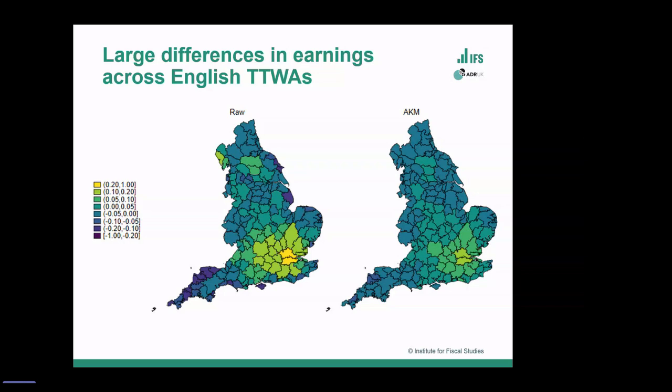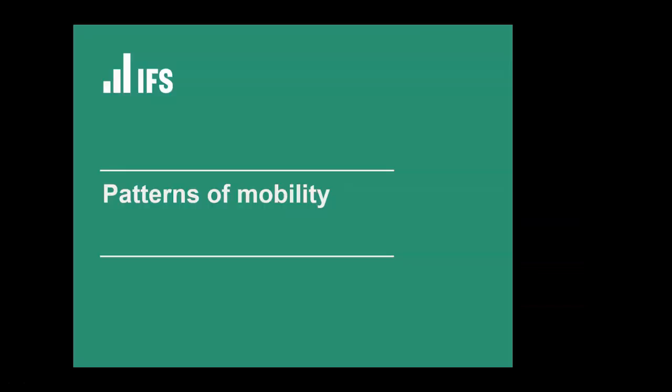The difference in fixed effects between the lowest paying and highest paying areas, once we control for individual effects, is 18 log points, and the difference between the 10th percentile and 90th percentile is 9 log points. So roughly half the differences in the raw data. Okay, so let's move on to describing these patterns of mobility. Who moves and where do they move?